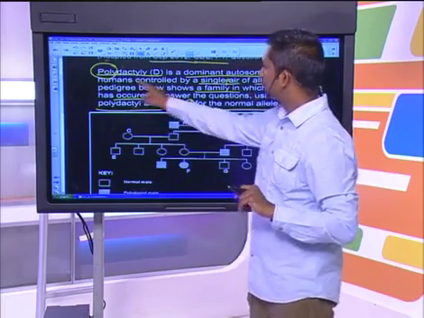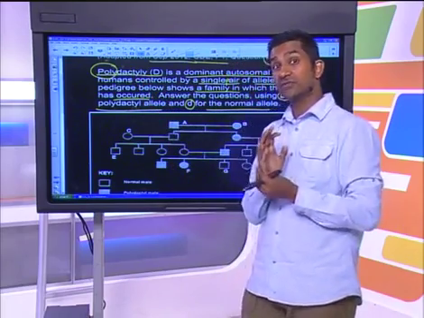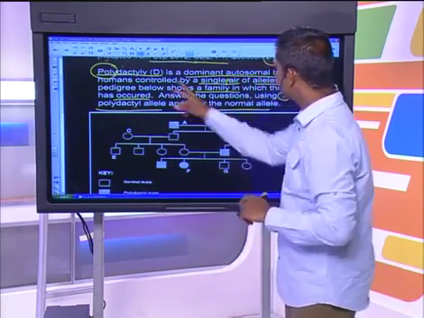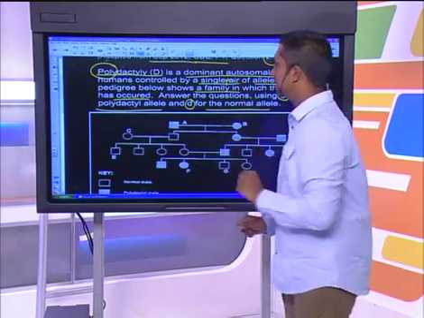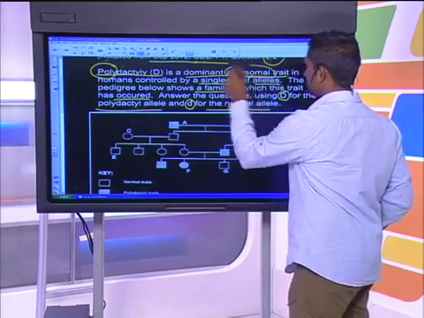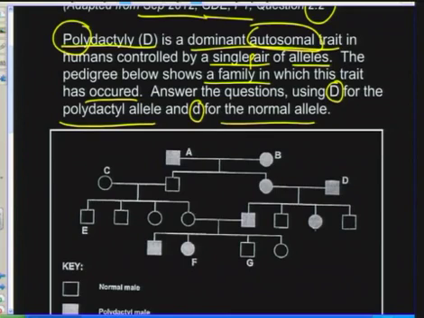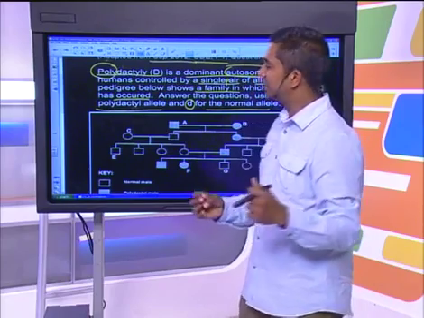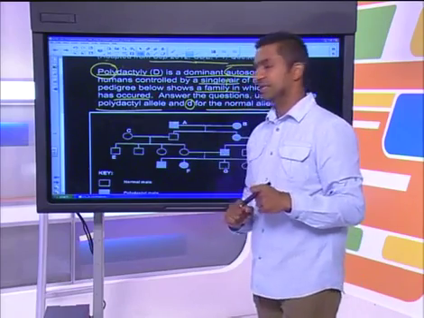And that's a condition known as polydactyly, where there is the presence of an extra finger. This is a dominant autosomal trait. Autosomal refers to a gene that is found on the normal chromosomes, except the X and Y chromosomes. So it's an autosomal condition, and it is dominant, which simply means that if you have the condition, then you would have an extra finger.